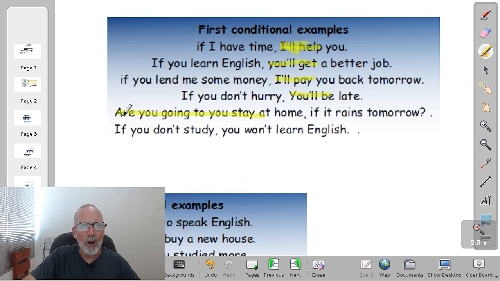If it rains tomorrow, are you going to stay at home? But we can use the going to structure. We need to use the present simple in the if part, and in the other part we can use will or going to.